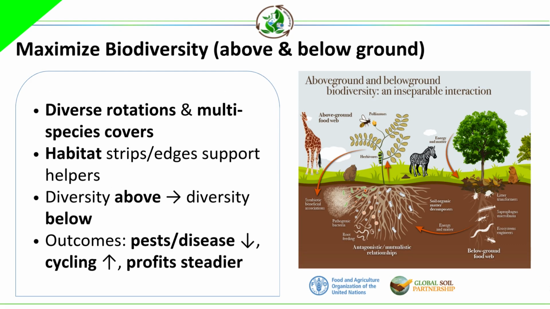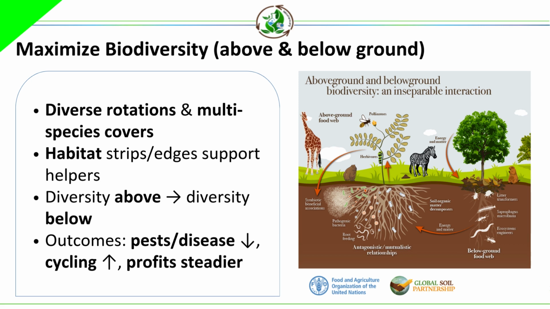Diversity is powerful. This is true in nature and in soils. Above ground, when farms or gardens grow many types of plants via crop rotations or multi-species cover crops, they create a more varied environment. Adding flowering habitat strips for bees or insectaries can make even more diversity. Below ground, this variety above means more kinds of roots exuding different foods for soil microbes. In short, above ground diversity brings below ground diversity.